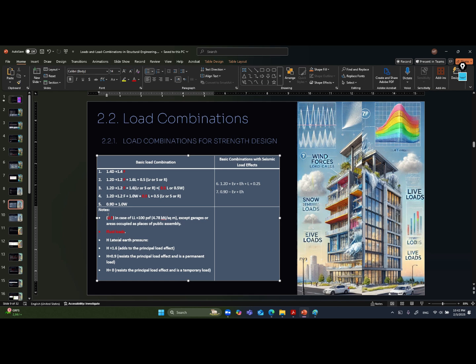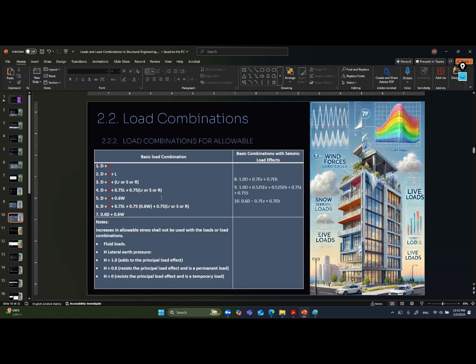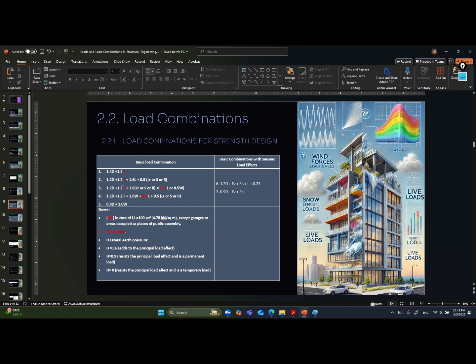Also, I mentioned it here: the half value in case of live load more than 4.78 shall not be used. The same applies to F for fluid loads and H for the lateral earth pressure. Also, these load combinations are for the ASD, so that is not for LRFD.